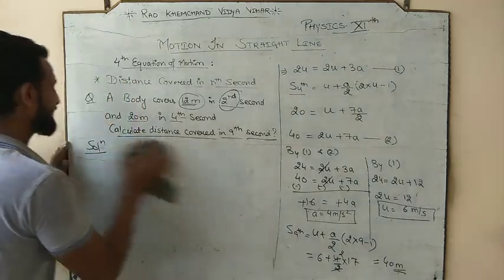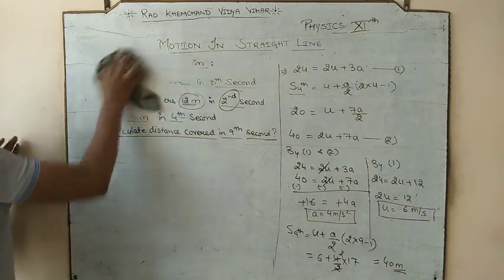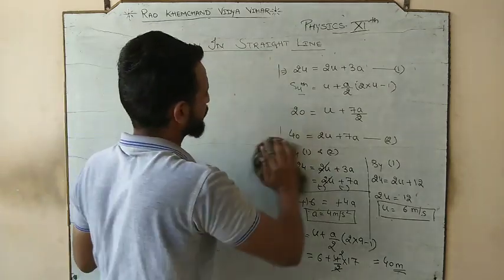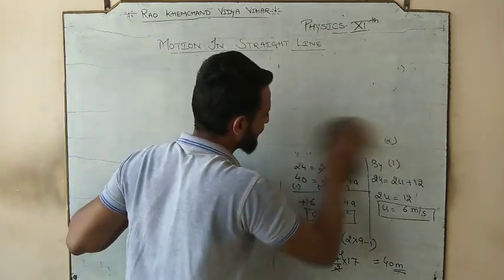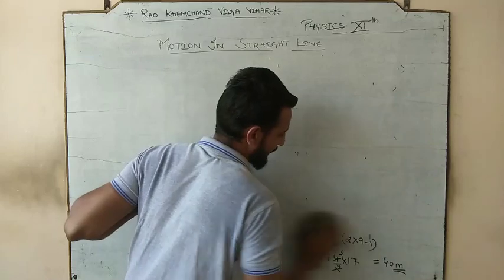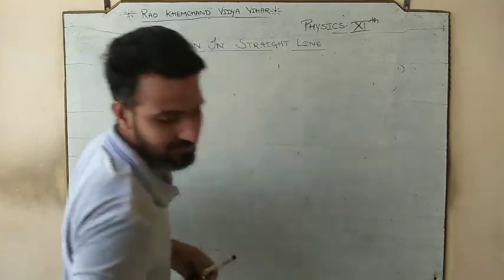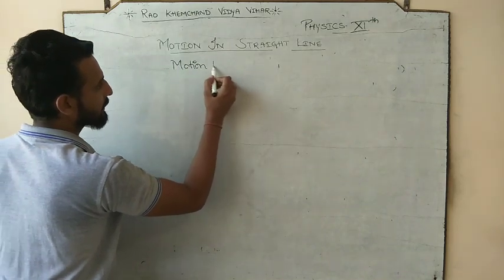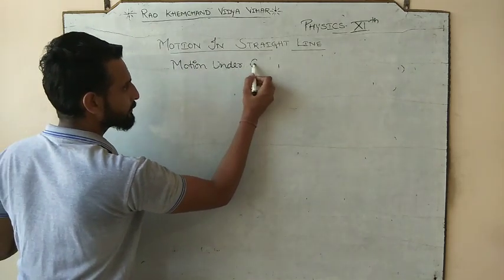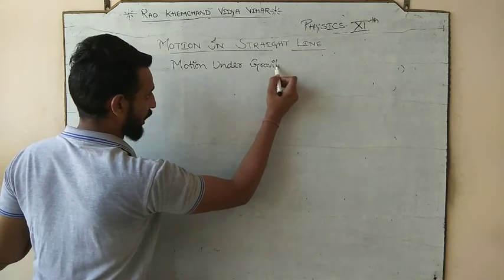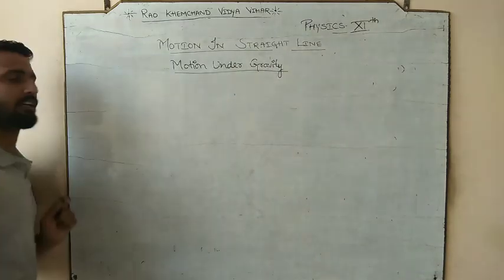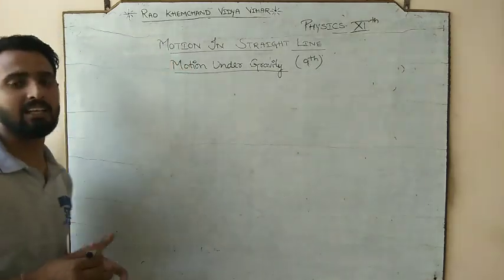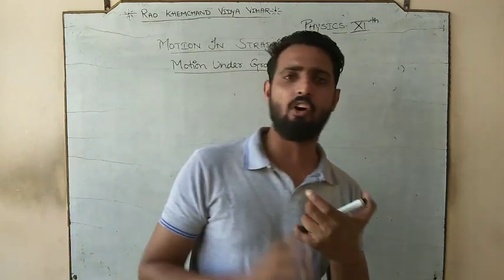So now we have discussed the fourth equation of motion, and one numerical related to that. Now before finishing, let's discuss one more small topic in the equation of motion, which is very important to us, and that topic is motion under gravity. This topic is also from the 9th class. If I say this belongs to the 9th class, I am not saying any wrong statement.